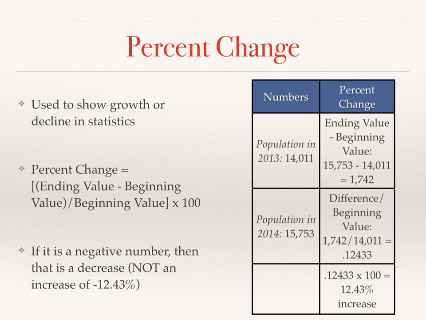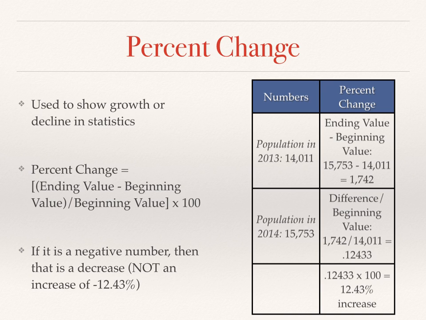The next mathematical formula we will look at is percent change. This is extremely useful for showing growth or decline in an area, such as crime statistics and population sizes. The percent change can be calculated by taking the difference between the ending value and the beginning value, and then dividing that difference by the beginning value. Finally, you multiply the number by 100 to turn it into a percentage.